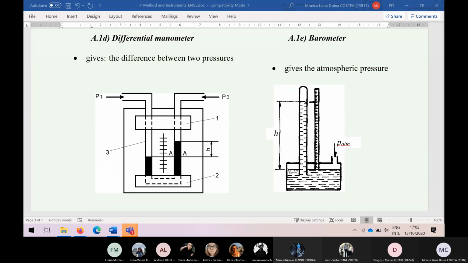I don't think so, because it's only P1 and P2 from two separate gauges. So, is it relative pressure or absolute pressure considered? Relative.